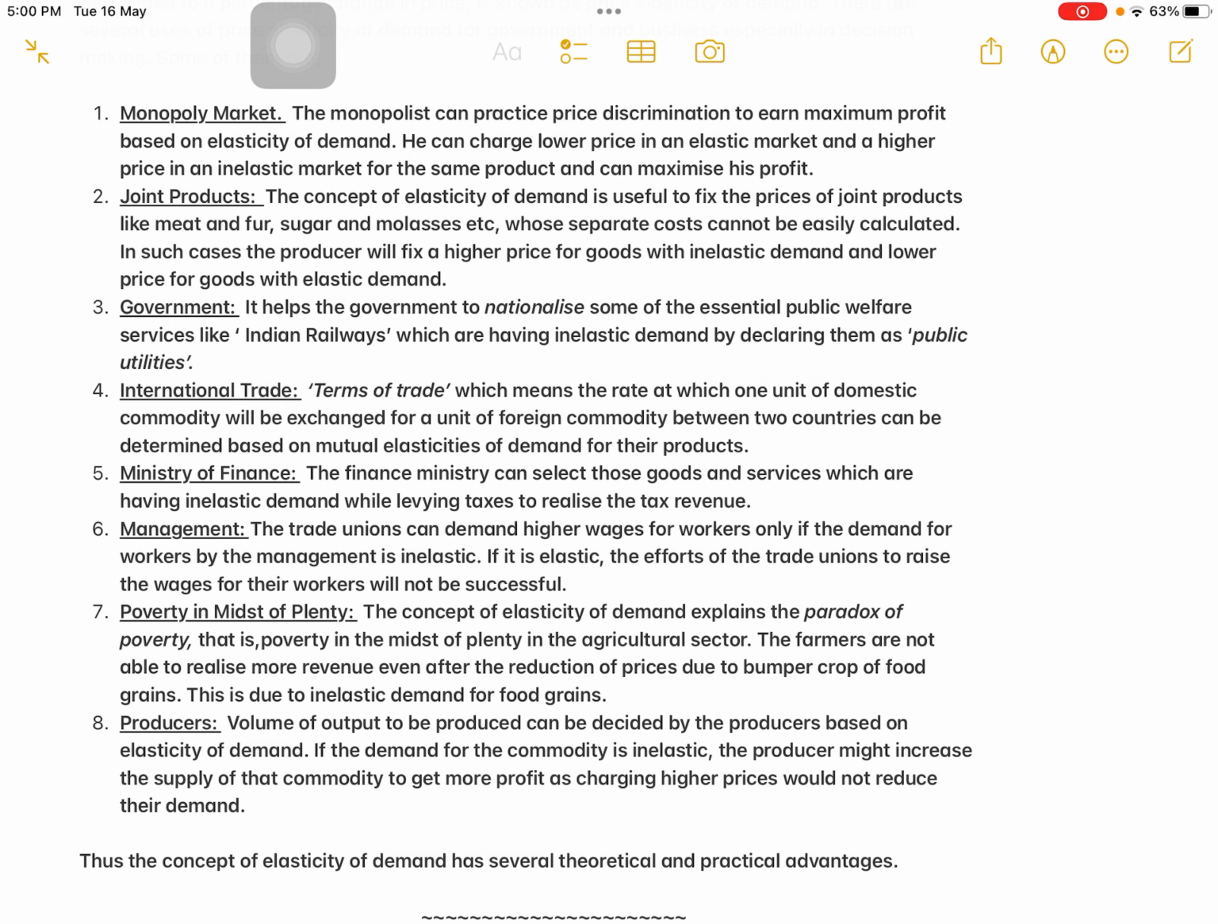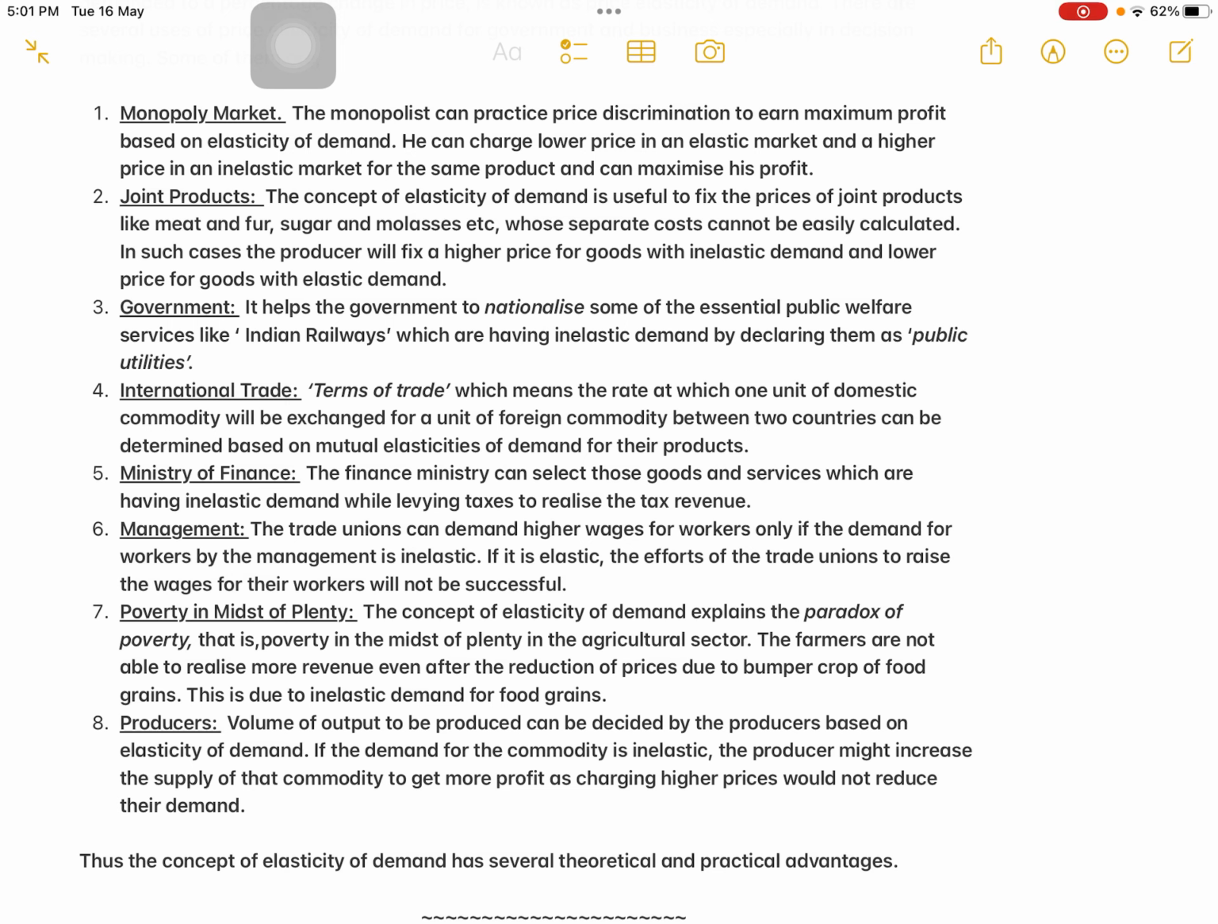Seventh one, poverty in the midst of plenty. The concept of elasticity of demand explains the paradox of poverty. Paradox, I repeat again, is something unexplainable. That is poverty in the midst of plenty in the agricultural sector. The farmers are not able to realize more revenue even after the reduction of prices due to bumper crop of food grains. This is due to inelastic demand for food grains.